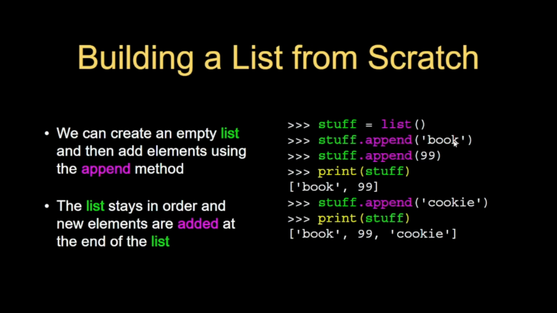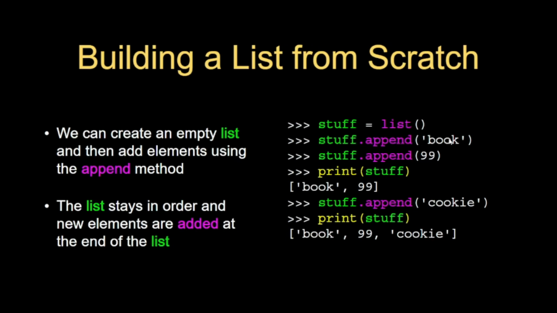For example, I have created an empty list, and the initialization will be done like this: stuff equals list, an empty function call. This tells the compiler that I have to create a list named stuff, but that list is empty now. Now I have to append, that means add one element at the end of the list. Then we use the append method, stuff.append, and inside the parameter I pass the string book.